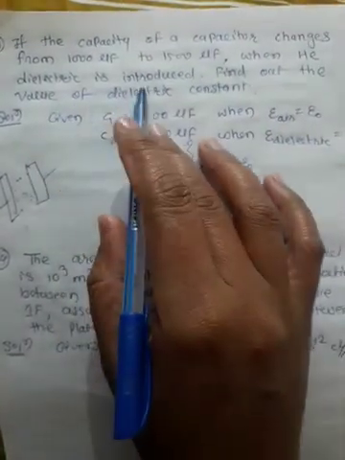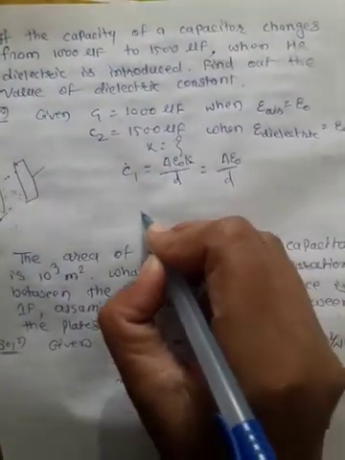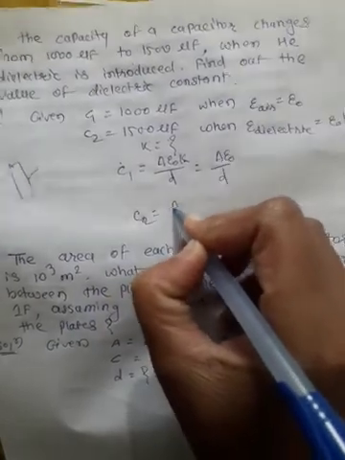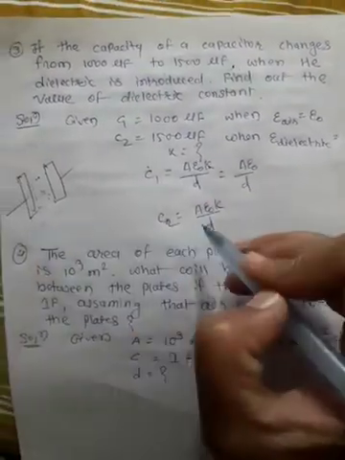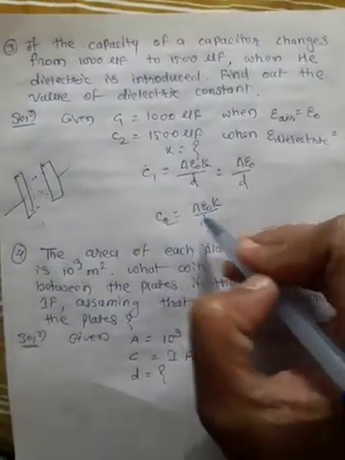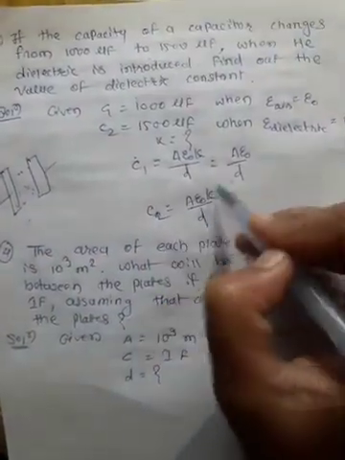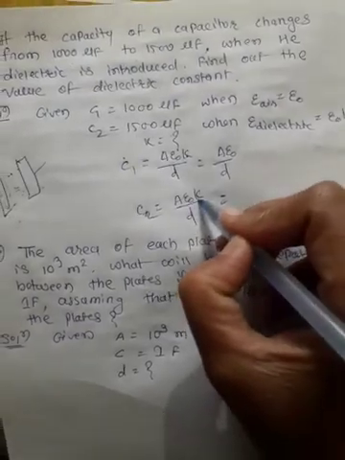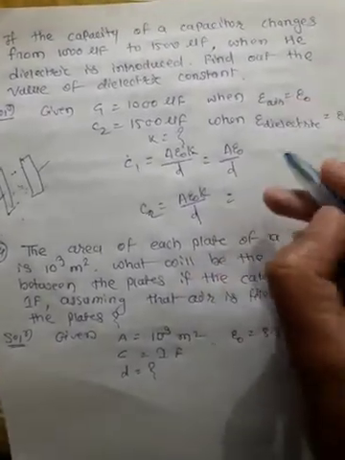In the second case, the dielectric is introduced, so K has some value. The formula becomes C2 = A ε₀ K / D, for the same plate area and the same distance between the plates. Then we have to find this K, the dielectric constant for this dielectric medium.